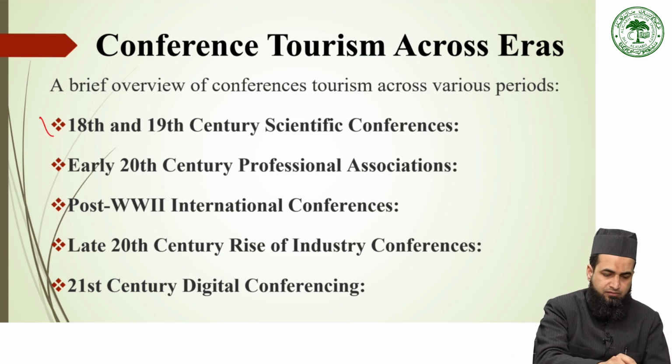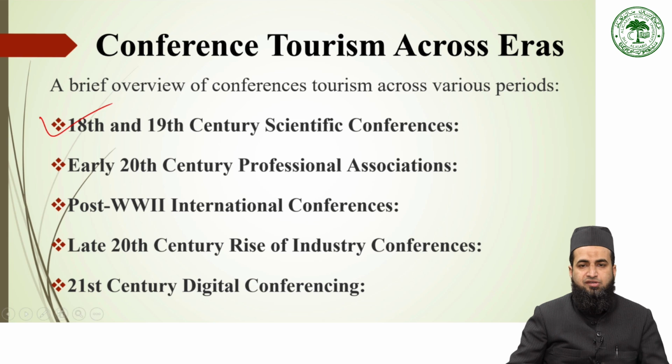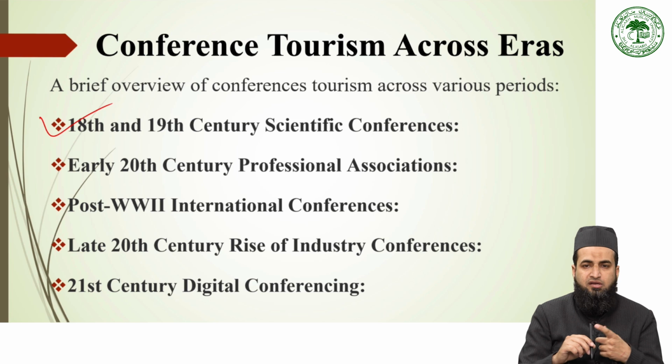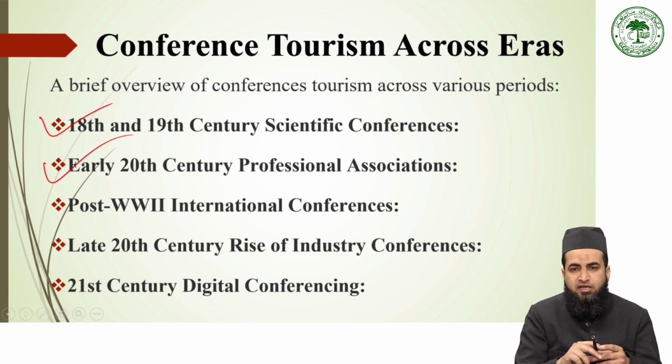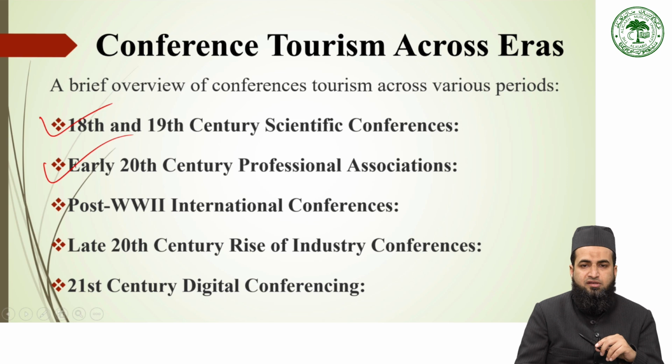The 18th and 19th centuries saw the formalization of scientific conferences where researchers and scientists convened to present findings, share discoveries, and discuss advancements in various fields. The British Association for the Advancement of Science, founded in 1831, played a pioneering role. The establishment of professional associations in the early 20th century led to an increase in specialized conferences. These events provided platforms for professionals in specific fields to exchange information, present research, and network.